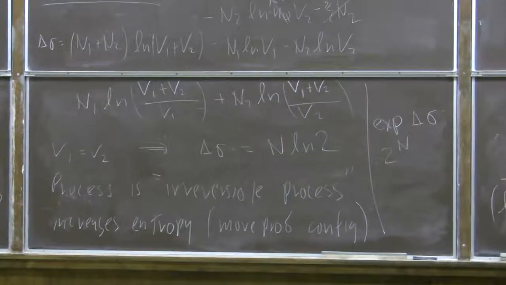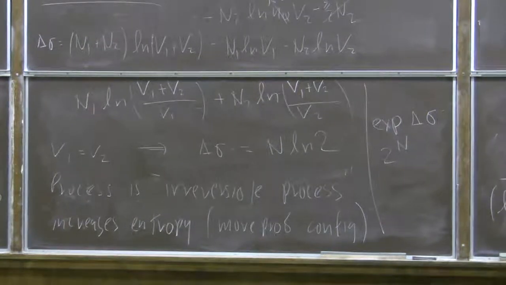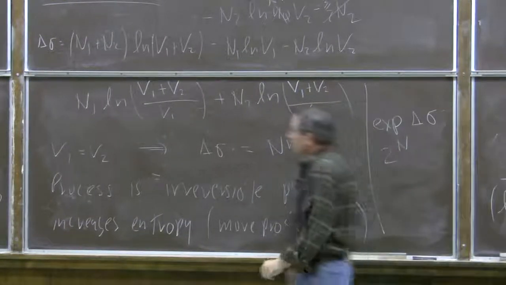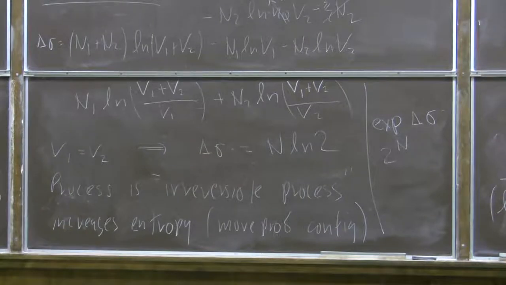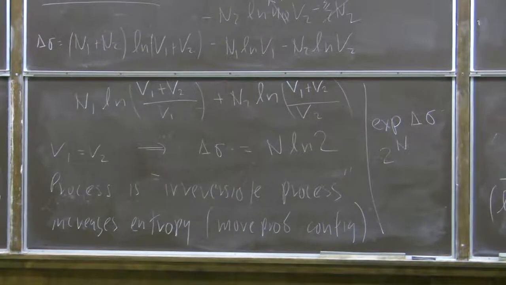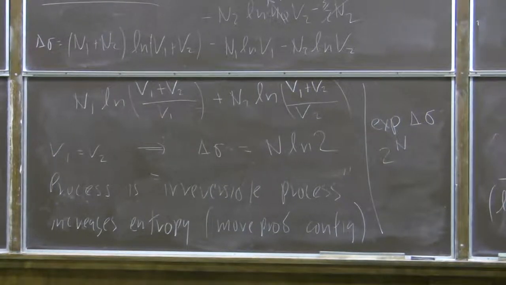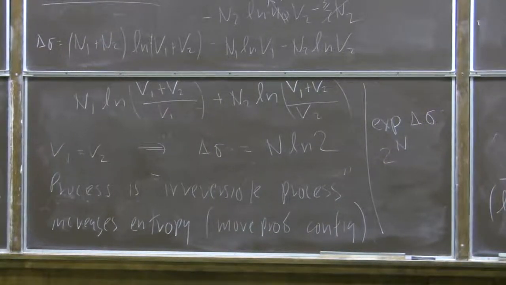Okay? So think of each particle. You have N particles. And initially, some of the particles have to be on side 1 of the box. Some of them have to be on side 2. Half of them are on side 1, half of them are on side 2. Now, each particle, after we remove the partition, has twice as many places to go. It can be either in box 1 or box 2.